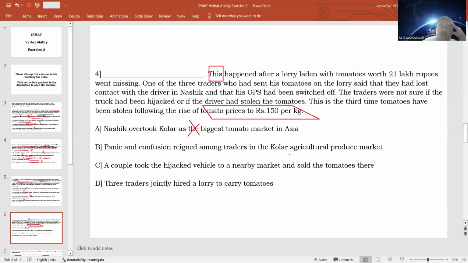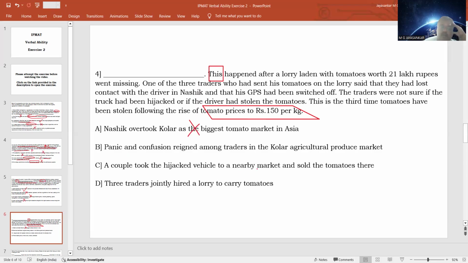Panic and confusion reigned among traders in the Kolar agriculture produce market. Yes, if the lorry laden with tomatoes went missing, what would happen? The panic and confusion among the traders, because they might be dispatching a lot of trucks laden with tomatoes to different parts of the country. So they would be panicking and there would be confusion because lorries are vanishing with tomatoes. So this is a probable answer. Keep it in your mind.